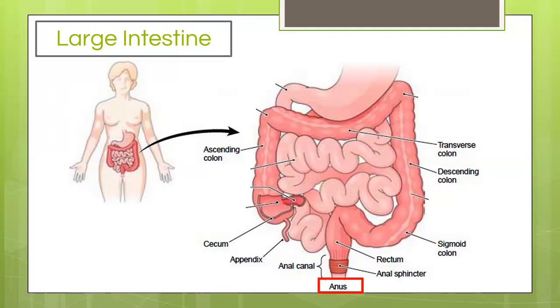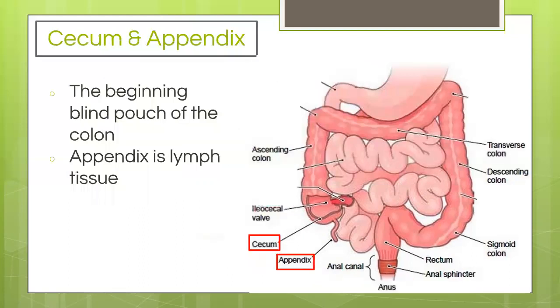So we're going to walk through each portion of the large intestine. First up, we have our cecum. Our cecum is the beginning portion of our large intestine. It's a blind pouch. So there's only one way that your chyme can go from your small intestine into your colon. It has to go up through your ascending colon, where it starts becoming stool.